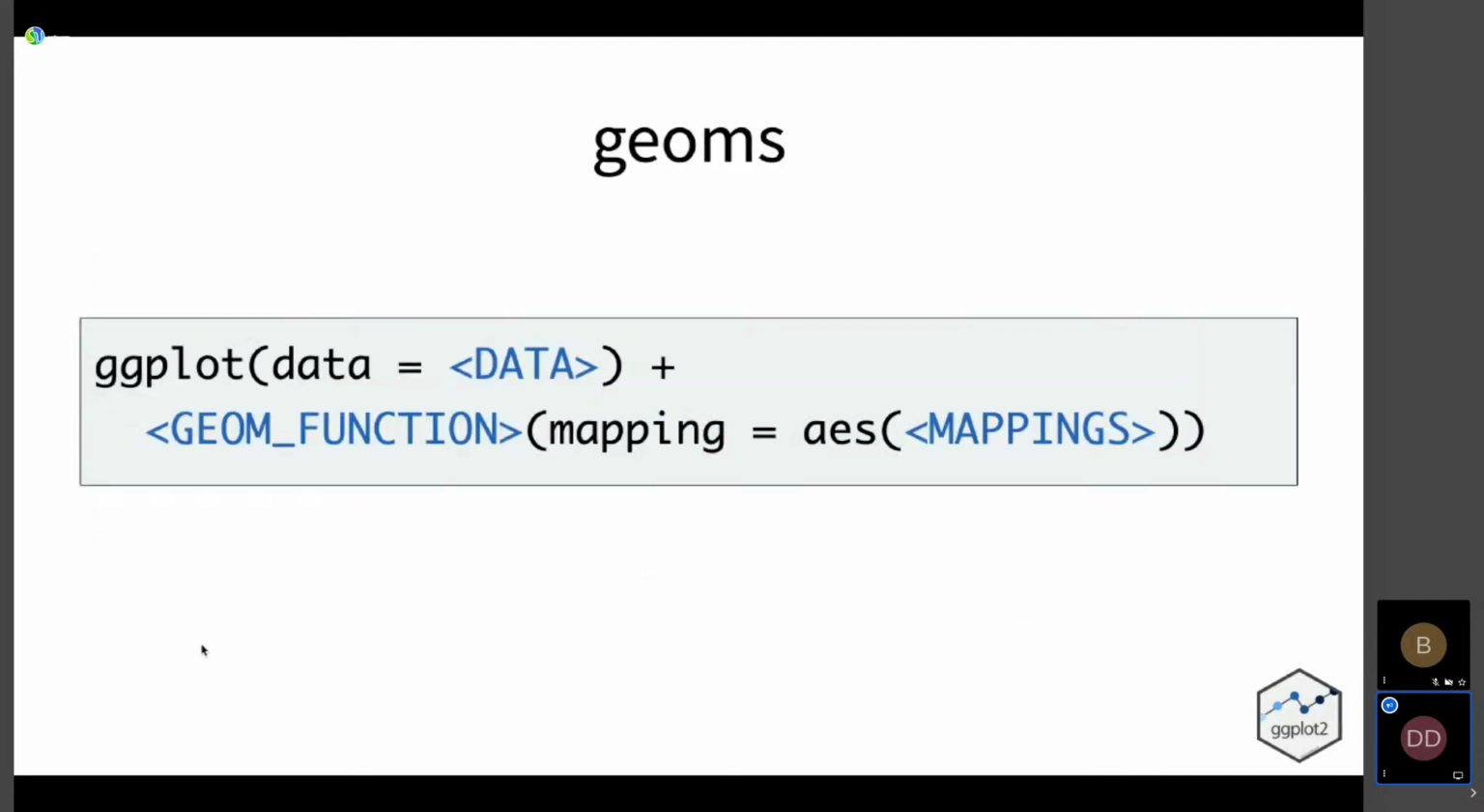So again, this is our trifecta that I'm trying to hammer into your heads, probably a little bit obviously. We have the data, we've got the function that we use to draw that data, and we have the mappings, which take the columns in your data and map them into the space that the geometry needs to do its calculation or to do its drawing.